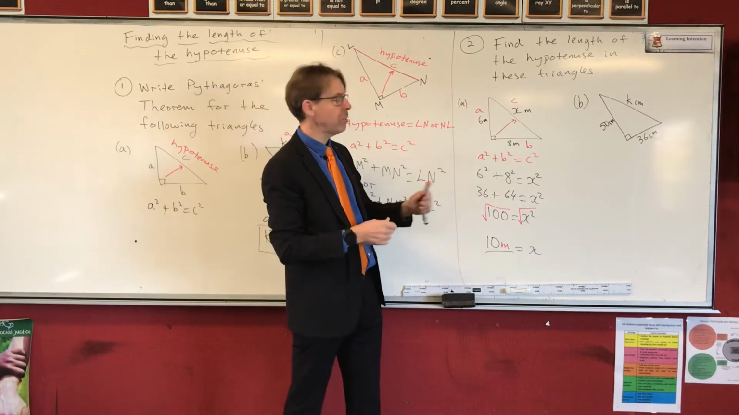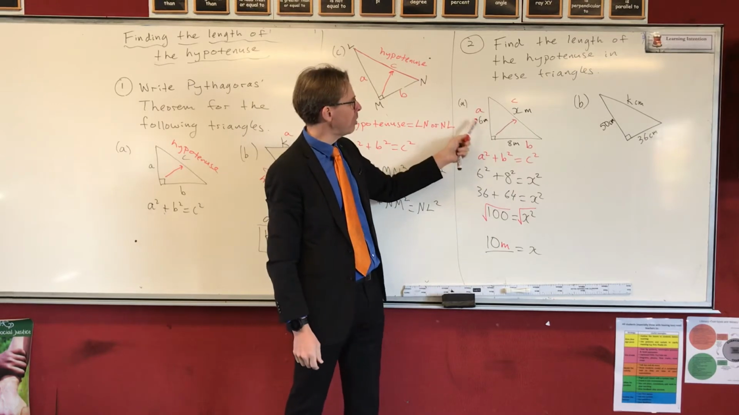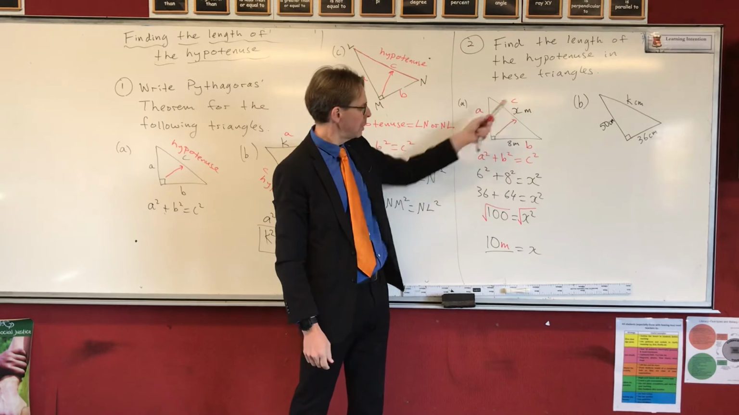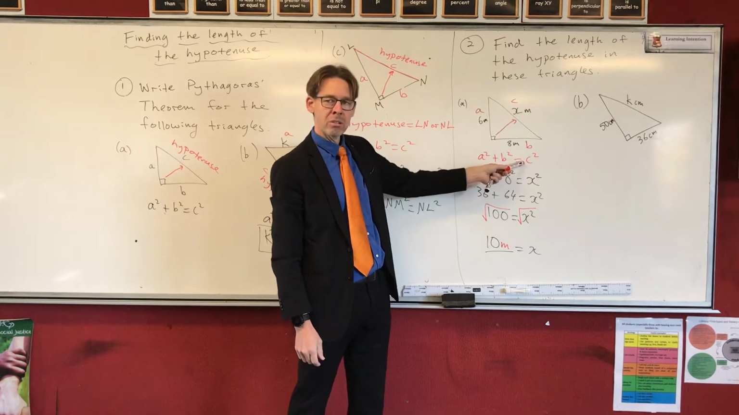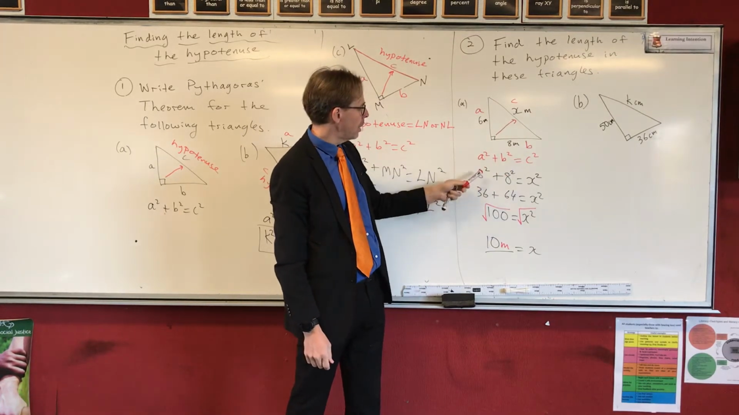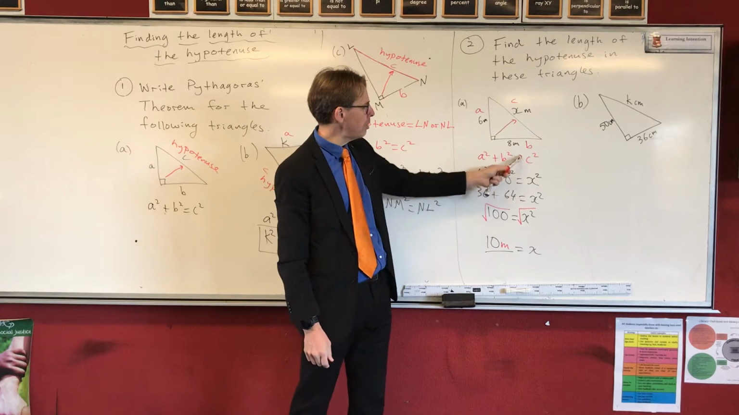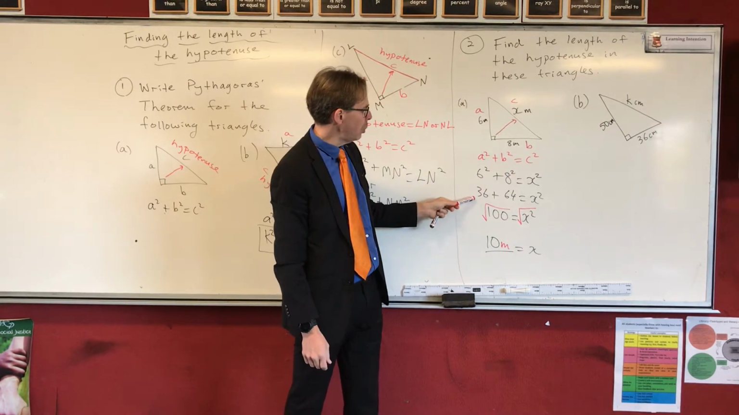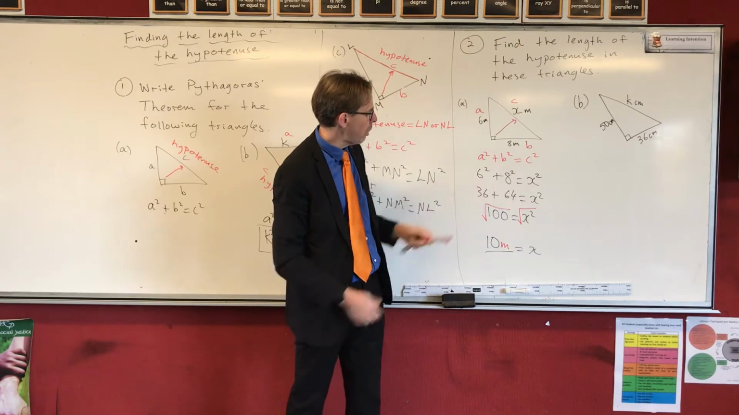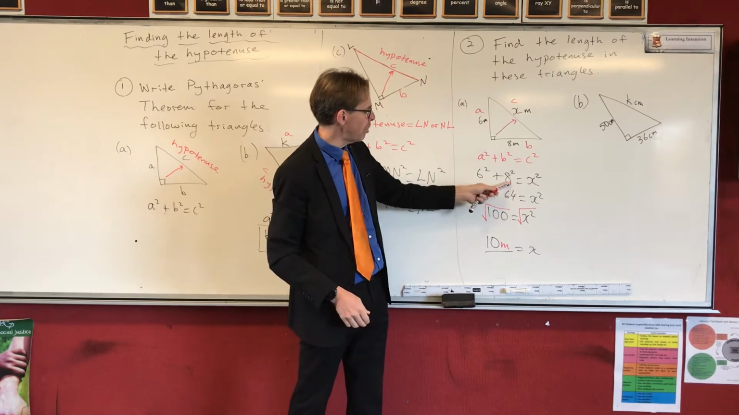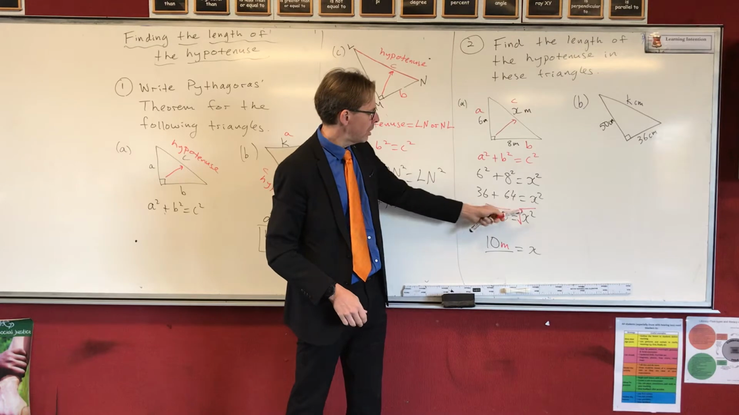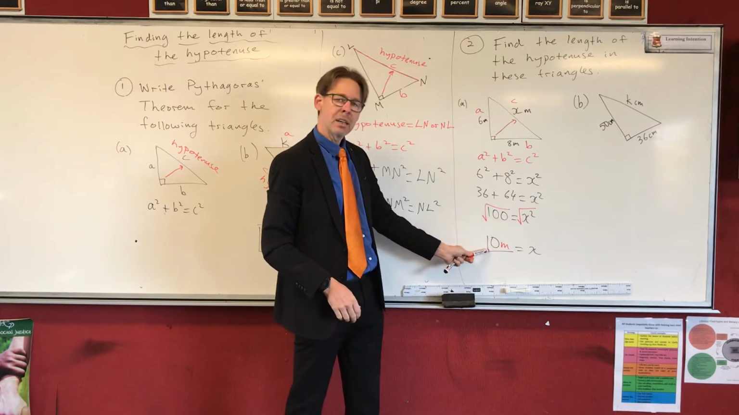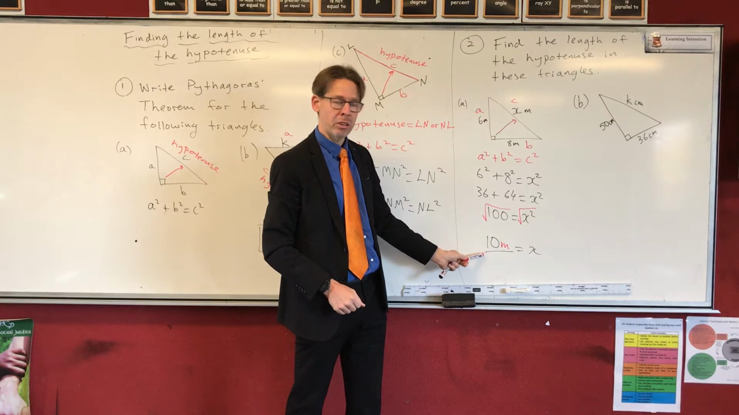So just going through those steps again, label the sides A, B and C. Longest side is always C, opposite the right angle. Write down Pythagoras' theorem. Then you substitute the numbers and the letters into Pythagoras' theorem. Then you solve that equation. So you evaluate 6 squared plus 8 squared, which is 100. Take the square root of both sides, and you get what the length of the hypotenuse is, which is 10 meters.